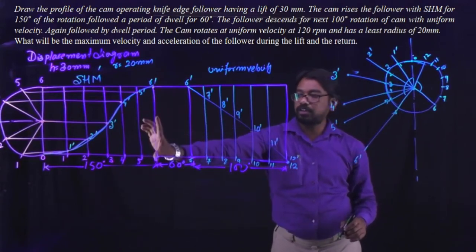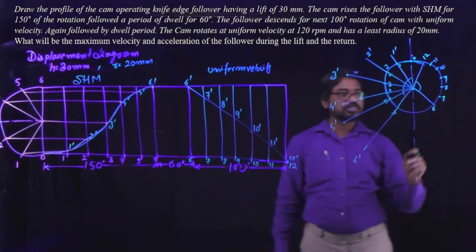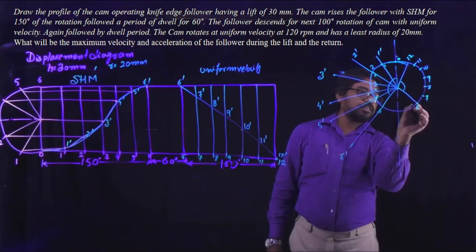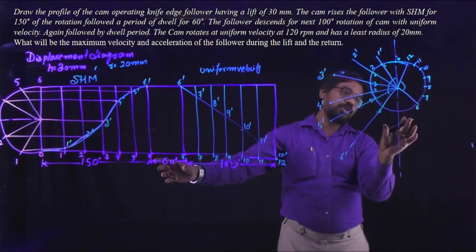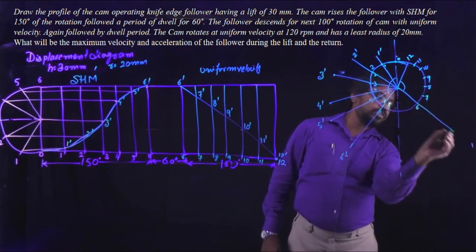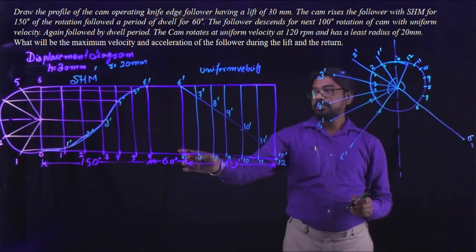Whatever the length we have got from here to here, finally it's 30 mm. Next, this period is the dwell period. There is no motion of the follower, so again we have 6 to 6 dash.